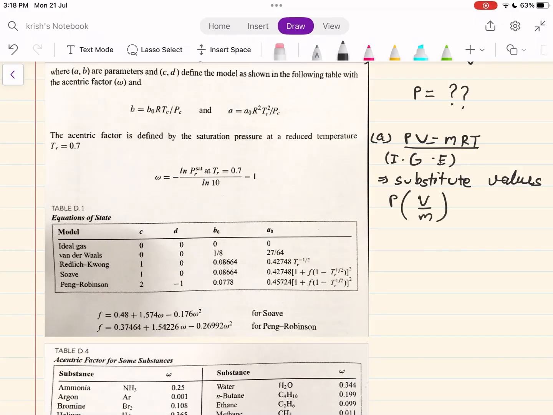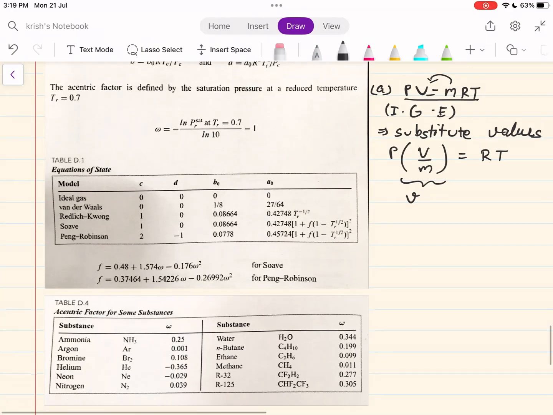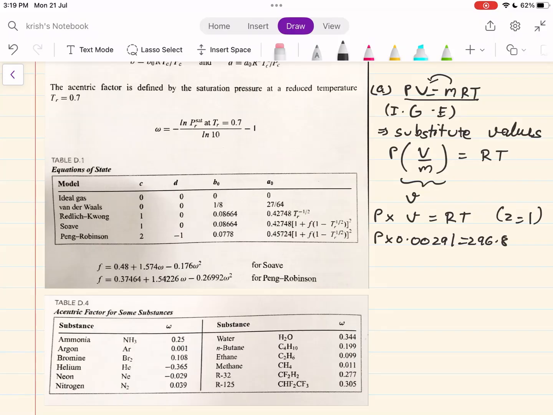equals to, oh, I should probably mention why we can substitute specific volume right here. So if we have PV equals to mRT, and if we do P into V by M, that is we send M to the denominator, equals to RT. And this is nothing but the definition of specific volume, which is why we can straight away write P into small v equals to RT. And Z is 1 here. If you're wondering if Z should come here, it should not, because we're assuming it to be ideal gas, right?